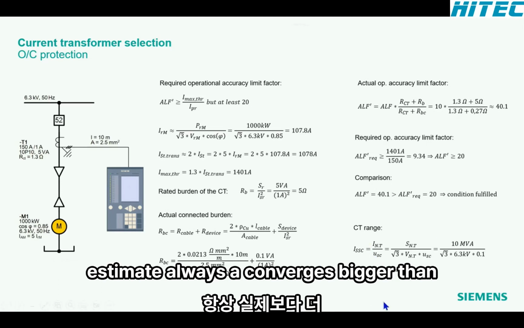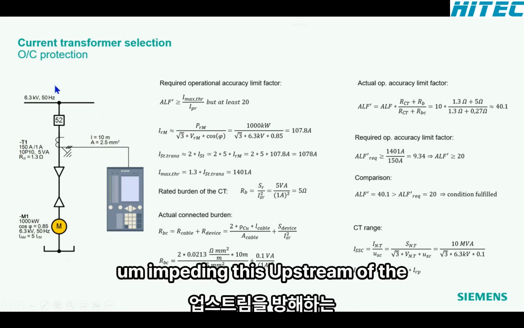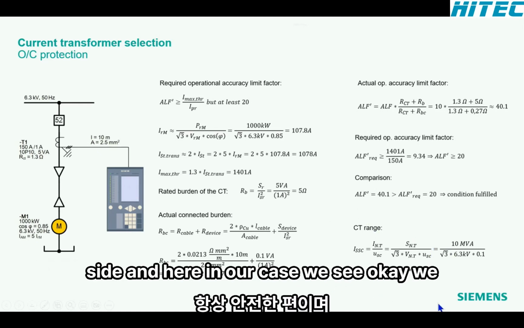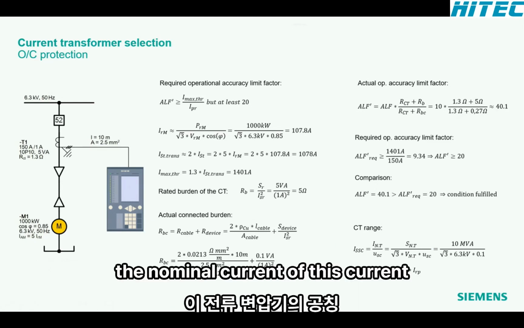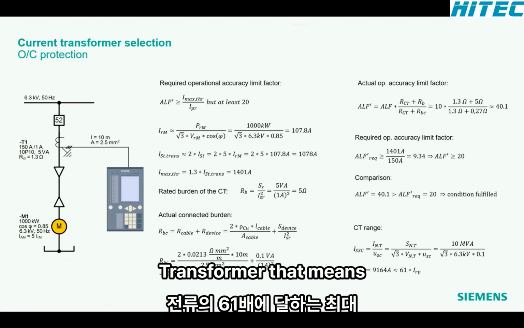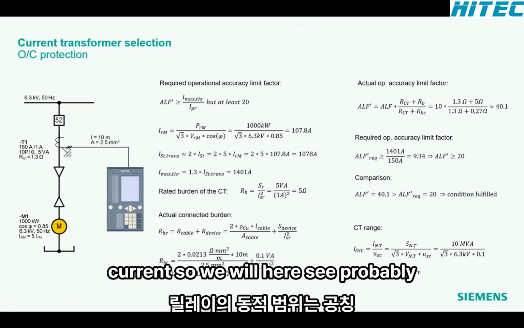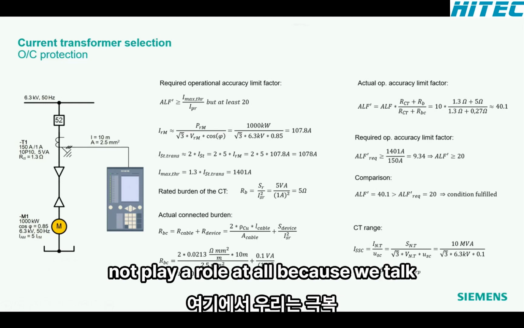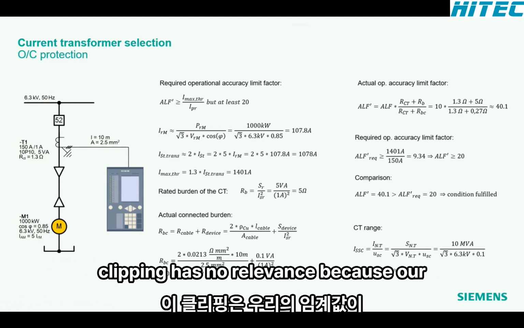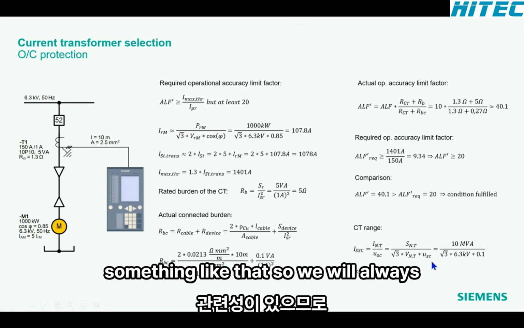And with that, we get an estimation. We always estimate a current which is bigger than in reality, because we do not consider any impedances upstream of the transformer, so we are always on the safe side. And here in our case, we see we have a maximum short circuit current of 61 times the nominal current of this current transformer. That means, if you think about the measurement range of our 7SJ82 or 7SK82 relays, here the dynamic range goes to 50 times nominal current. So we will probably see some clipping in the current, which does not play a role at all, because we talk here about overcurrent protection, and this clipping has no relevance because our threshold is at, where was it, 9 or something like that. So we will always get this current.